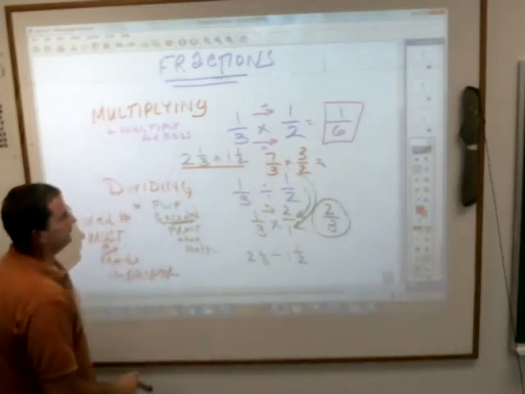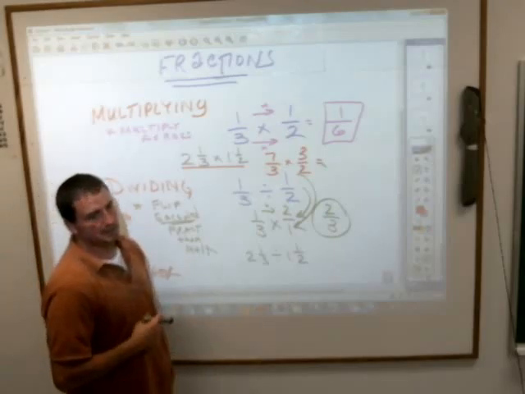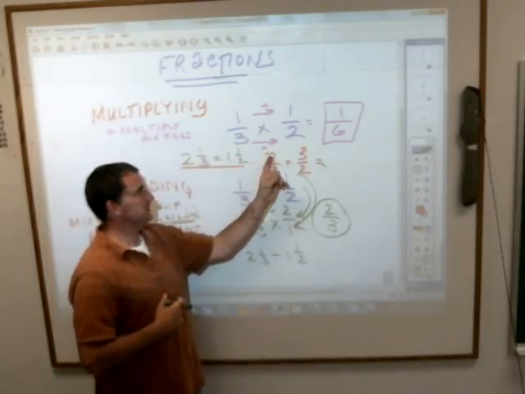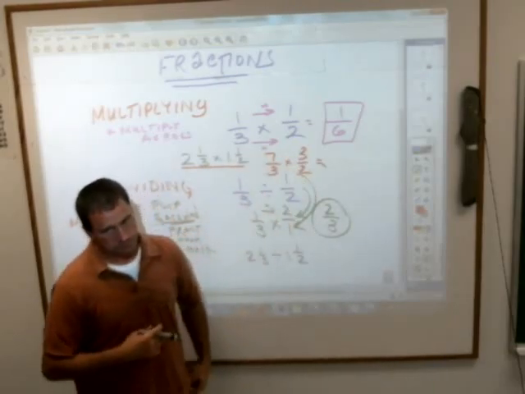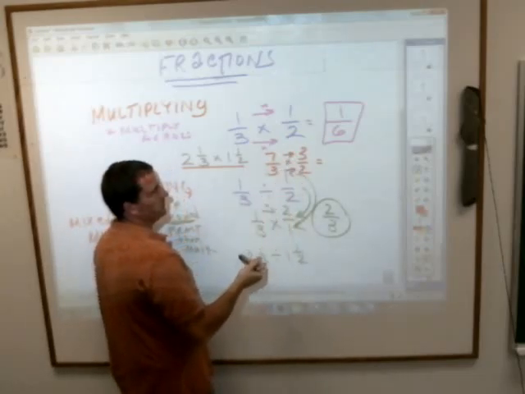I don't know if you're at the point in your life where you cross cancel. Do any of you cross cancel, like reduce before you multiply? Does anybody have a question on this before I go on? 2 times 3 plus 1 is 7 over 3. 1 times 2 plus 1 is 3 over 2. I won't cross cancel just now because we'll get to that later, I suppose.